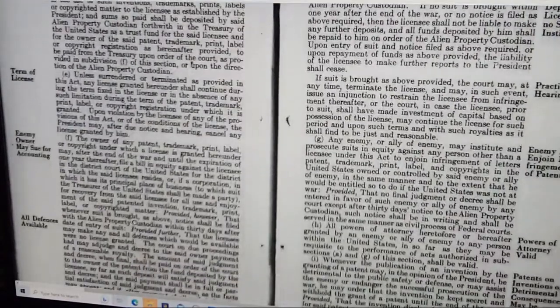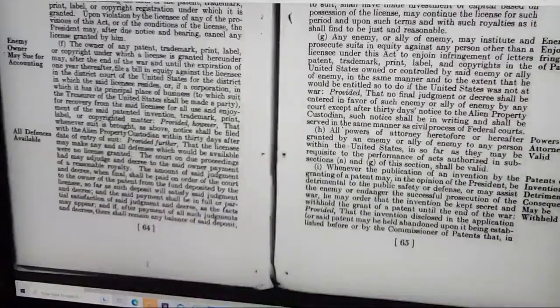Practice of hearing. If suit is brought as above provided, the court may at any time terminate the license and may in such event issue an injunction to restrain the licensee from infringement thereafter, or the court, in case the licensee prior to suit shall have made investment of capital based on possession of the license, may continue the license for such period and upon such terms and with such royalties as it shall find to be just and reasonable. Enemy may enjoin infringement of patent.